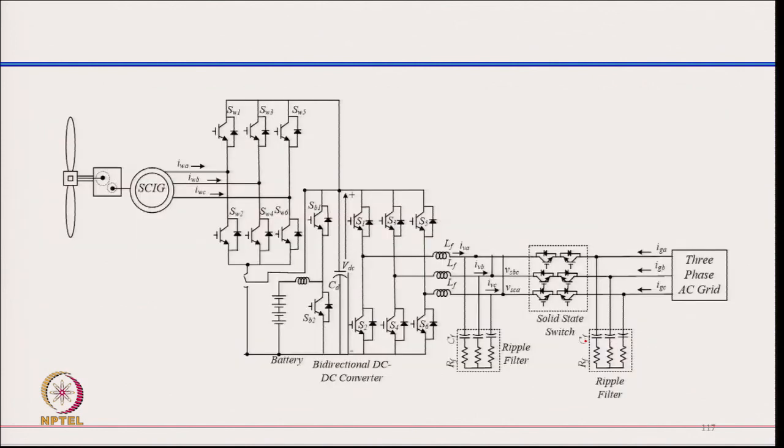So, this is the typical system. We have a squirrel cage machine with a gearbox, wind turbine, and then we have a machine side converter. We have a battery which smoothens the power. The turbine is generating 160 kilowatt, but we want 100 kilowatt on the grid side. So, this is the total system.